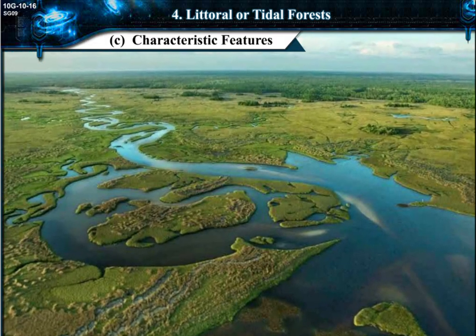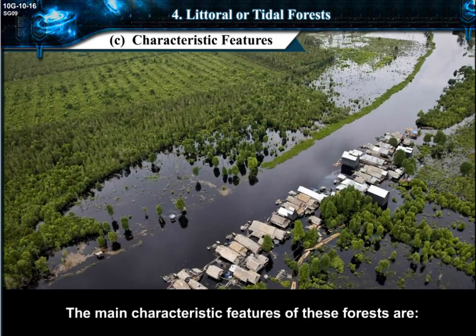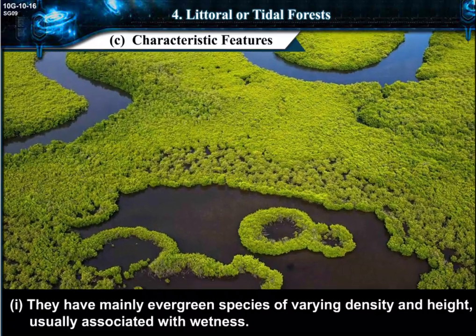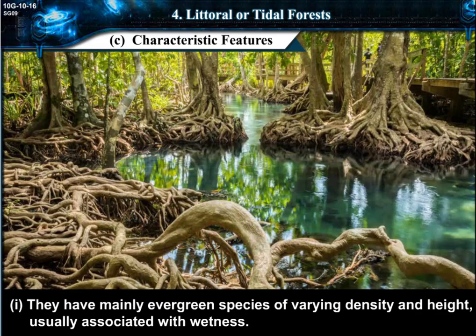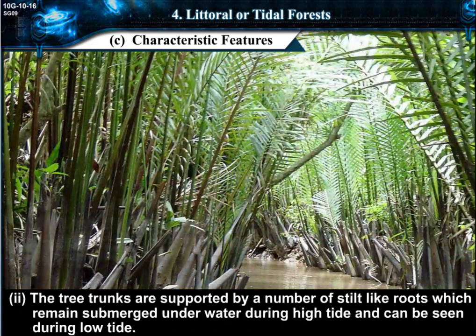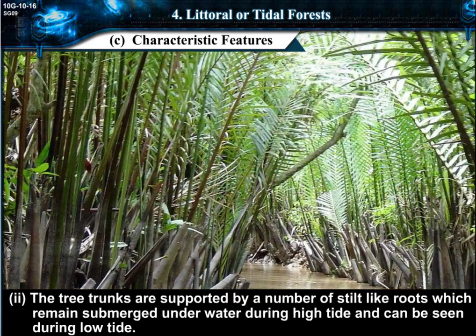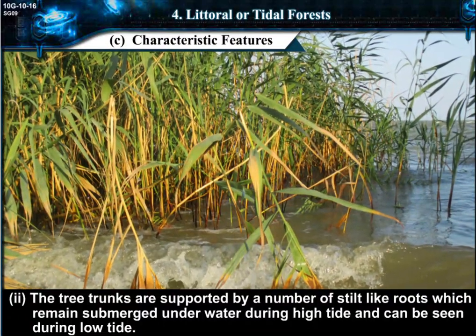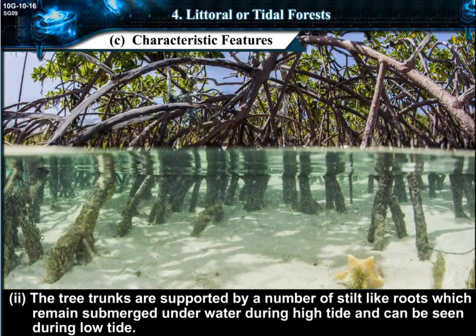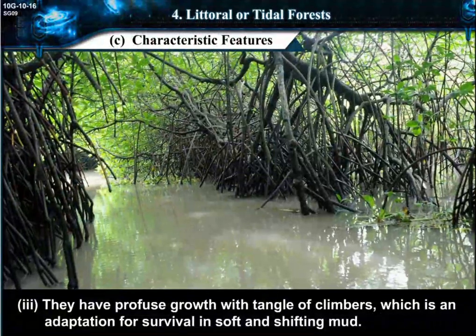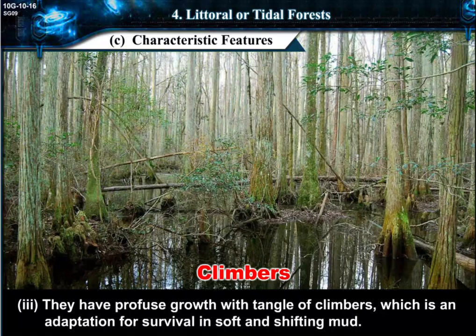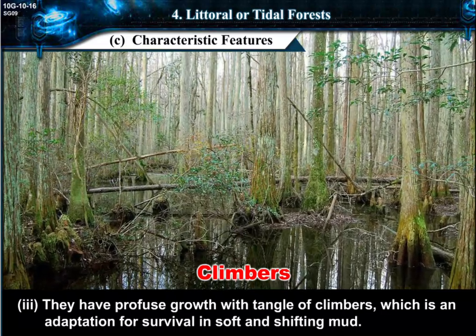C. Characteristic features. The main characteristic features of these forests are: first, they have mainly evergreen species of varying density and height, usually associated with wetness. Second, the tree trunks are supported by a number of stilt-like roots which remain submerged under water during high tide and can be seen during low tide. Third, they have profuse growth of tangle of climbers, which is an adaptation for survival in soft and shifting mud.